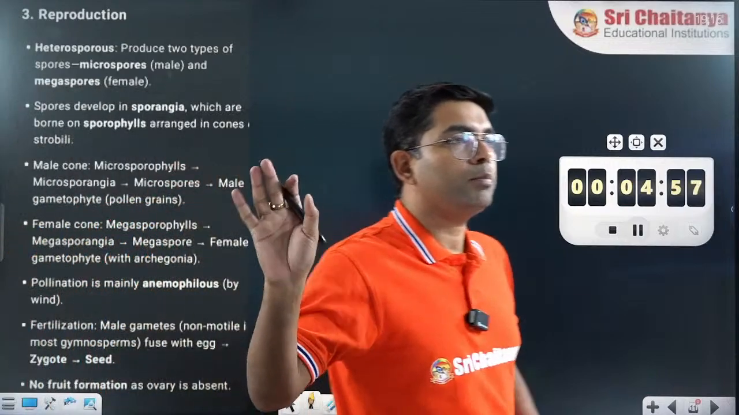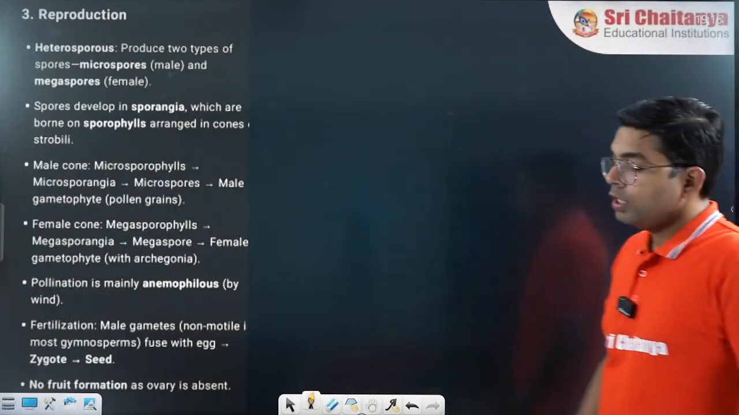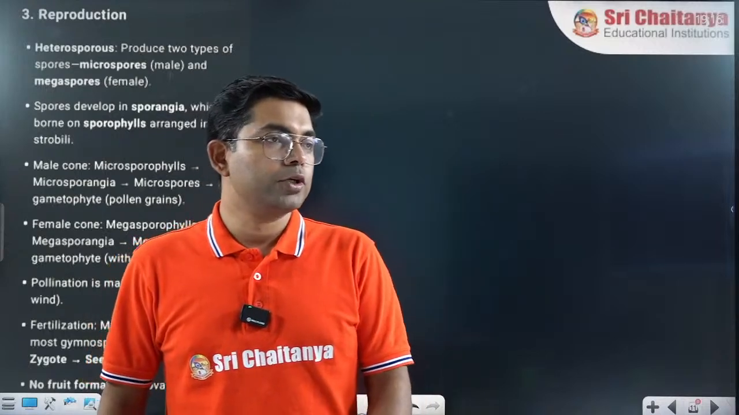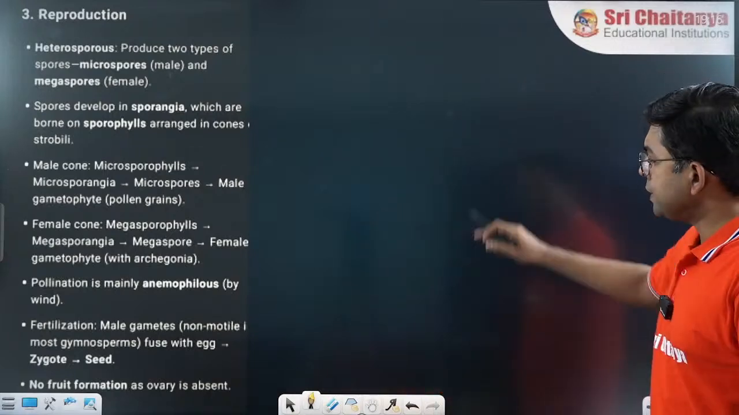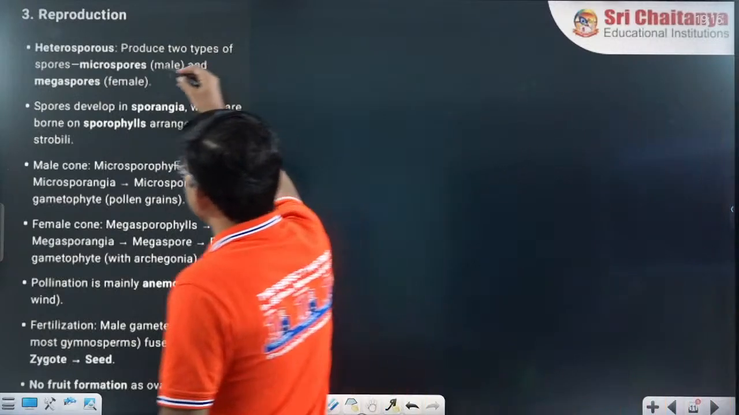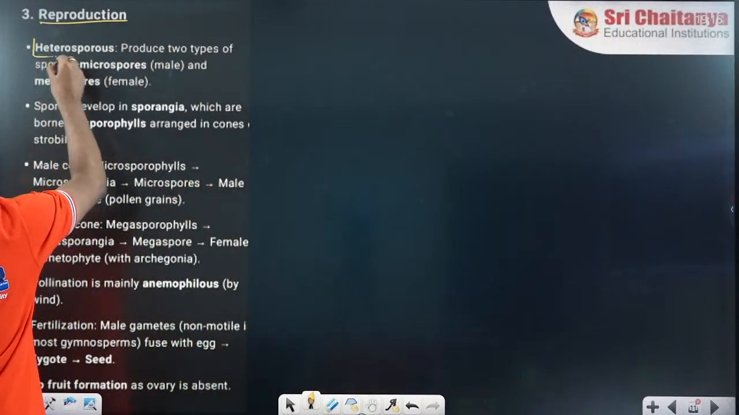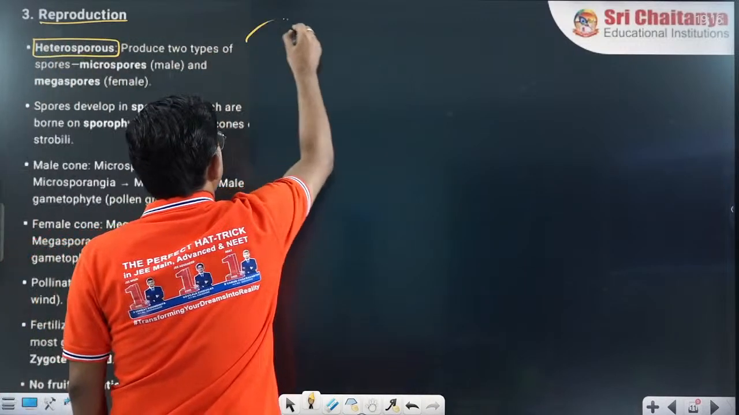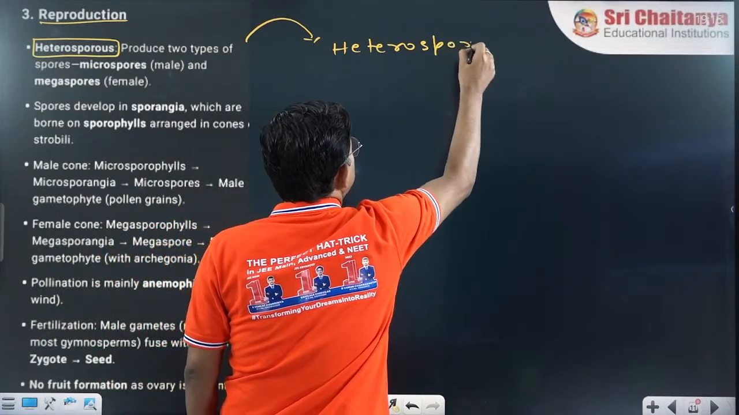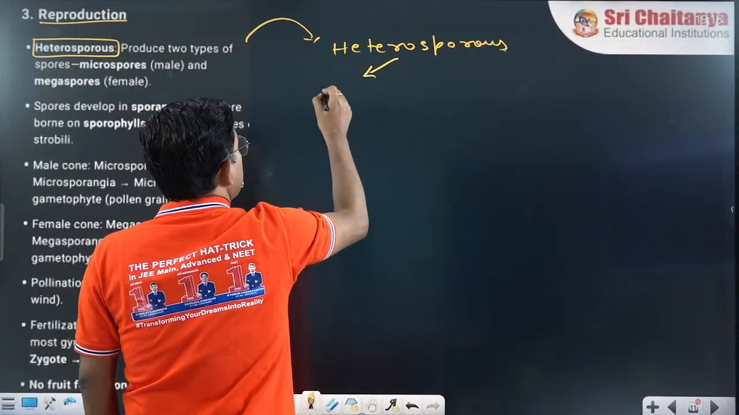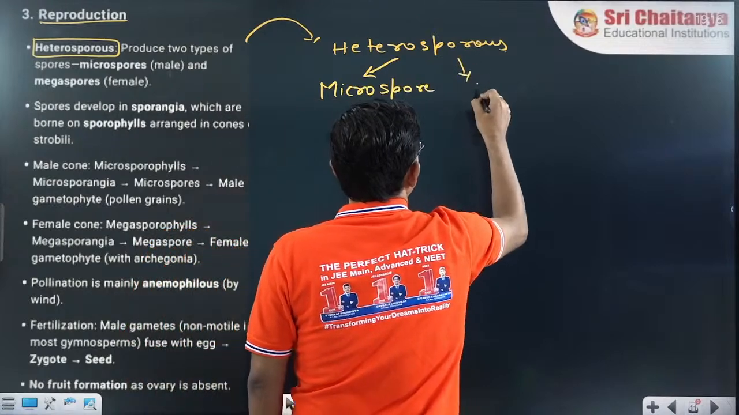So this is again a very important part. Now here we will talk about reproduction in gymnosperm. Here also we will see the life cycle and reproduction. First of all, reproduction. Here I will cover the keywords. The first thing is heterosporous. We will say gymnosperms are heterosporous. Heterosporous means they will have two types of spore. One spore is called microspore, another spore is called megaspore.